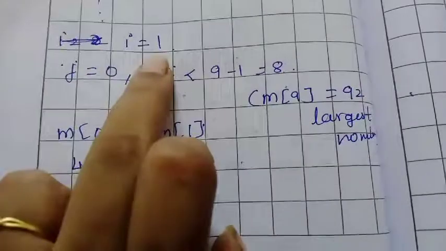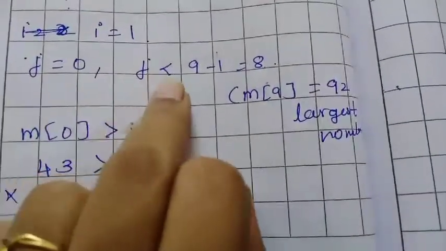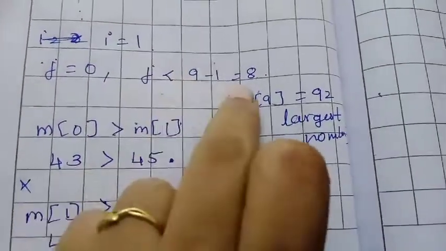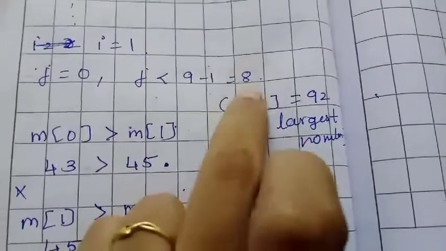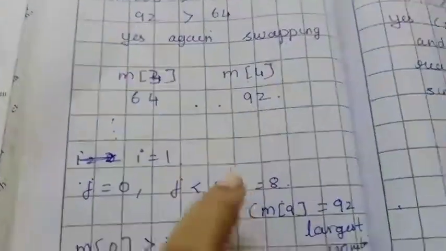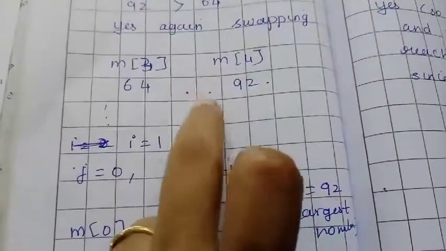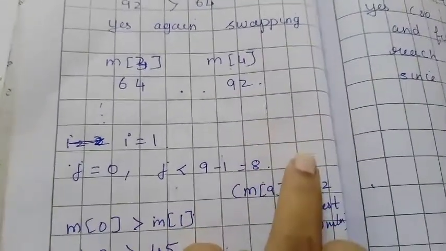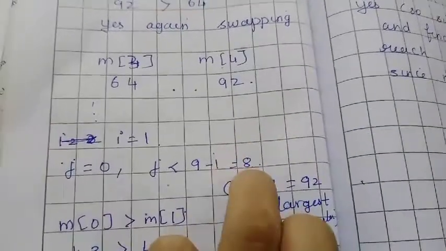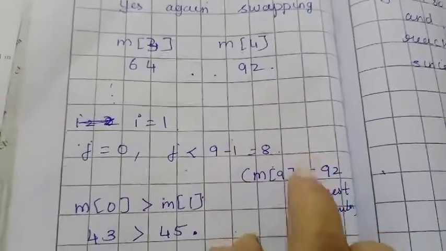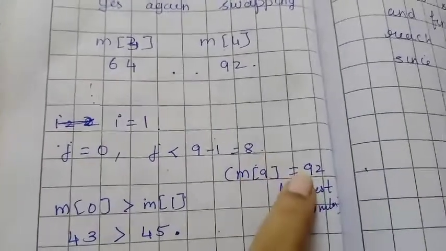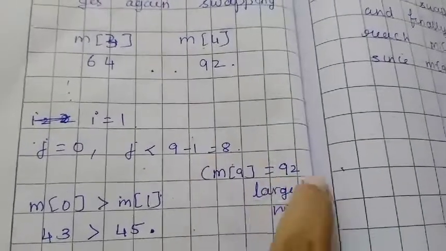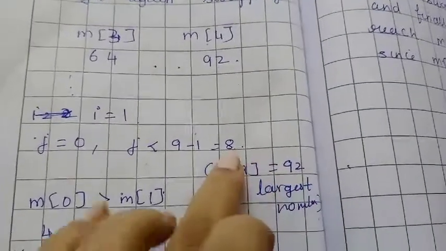Now i is equal to 1, j is equal to 0 and j is less than 9 minus 1, because 9 minus i, so 9 minus 1 is equal to 8. This is because, see here, this 92 has already been put in the m of 9, that is your last position. So checking till 8 is enough. You don't need to check m of 9 because you have already put the largest number there. So obviously the next number is not going to be larger than 92. That's why we have given it like this.